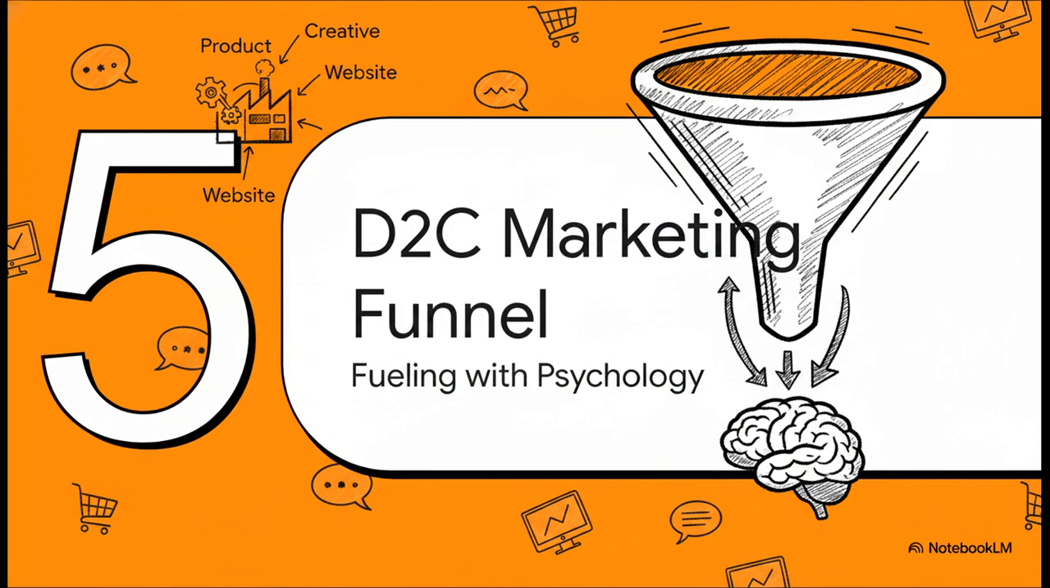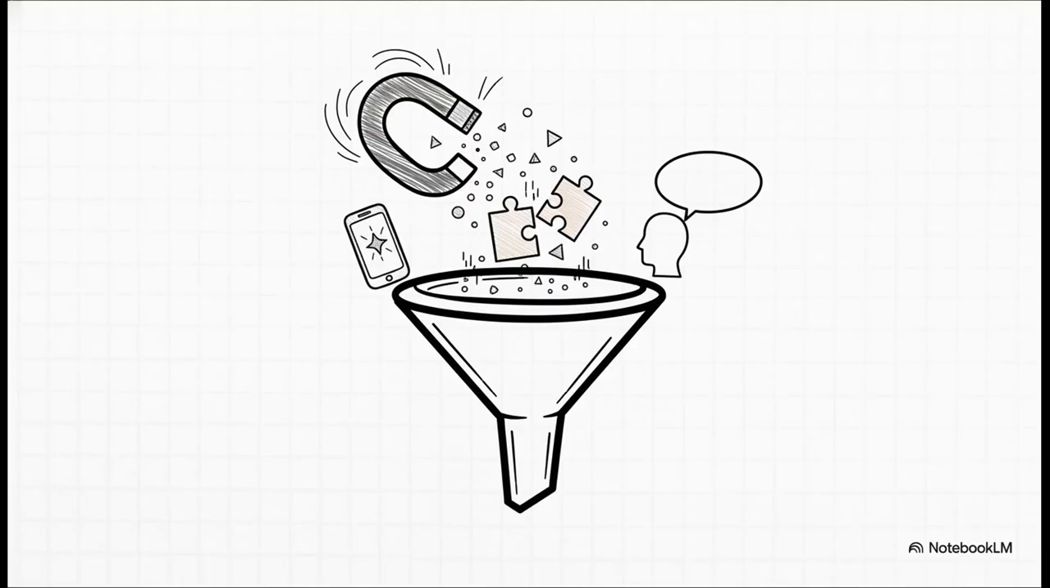All right, Section 5, the D2C marketing funnel, fueling with psychology. At the top of the funnel, or TOFU, you're targeting broad audiences who honestly don't even know your brand exists yet. Your creative has got to completely shatter their scroll pattern. You need that viral-style, user-generated content. You need really clear problem-solution demos. Show the exact pain point and then your immediate fix. And authentic founder stories? Those work incredibly well here too. At this stage, it's all about pure value and capturing attention.